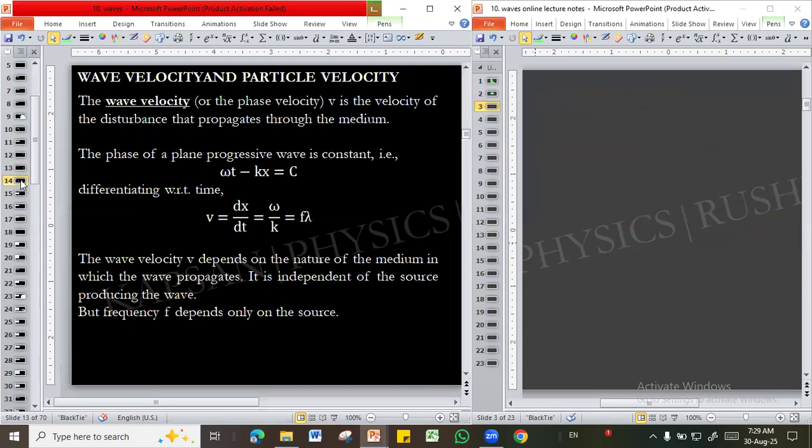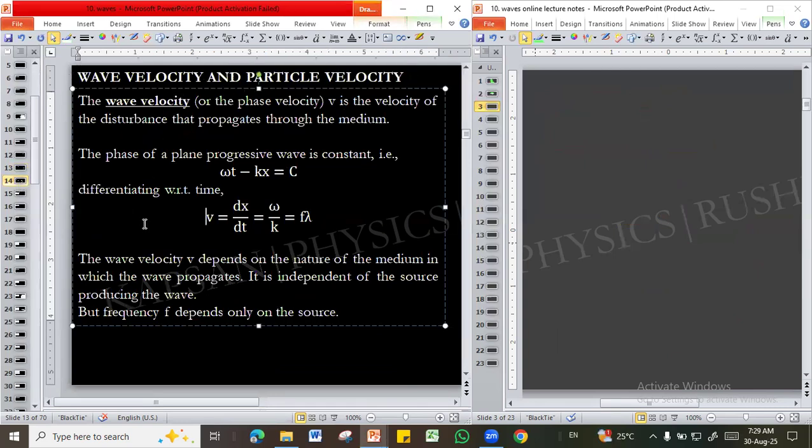Wave velocity and particle velocity. Let us try to understand what is wave velocity and particle velocity. The wave velocity or the phase velocity is the velocity of the disturbance that propagates through the medium. Let's say right now the string looks like this.